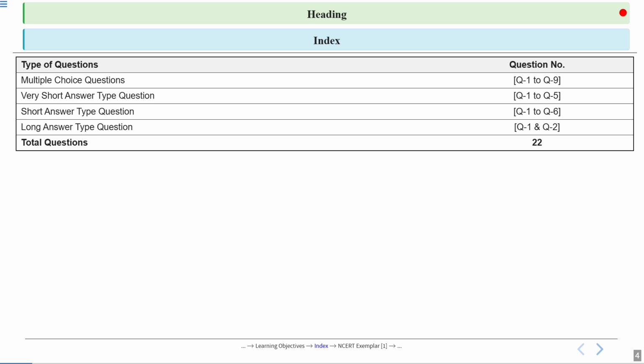So this is the index. Multiple choice questions, there will be questions 1 to 9. Then very short answer type questions 1 to 5. Short answer type questions 1 to 6. And long answer type questions 1 to 2. So in total, 22 questions.